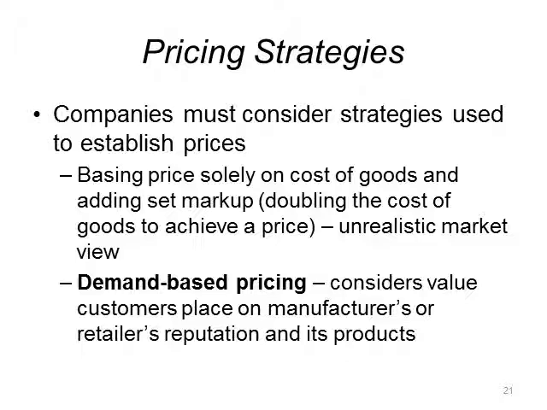Here's a couple ways to do it. Demand-based pricing. This considers the value customers place on the manufacturer or the retailer's reputation and its product. So for example, J.Crew could make a pencil skirt for $15, but they know that their customer places value on that company and their reputation. So J.Crew could sell it for $80, and that would be more than double the cost of the good.